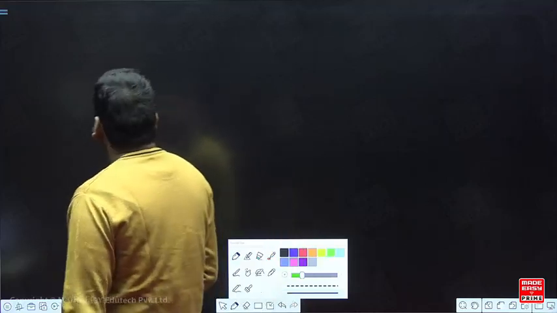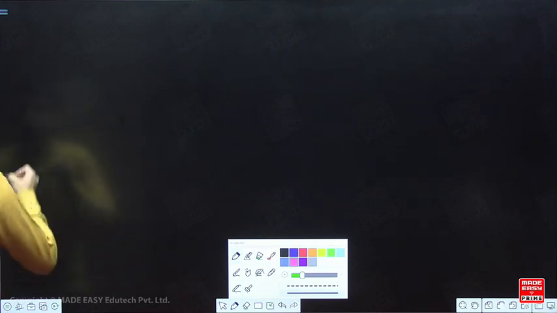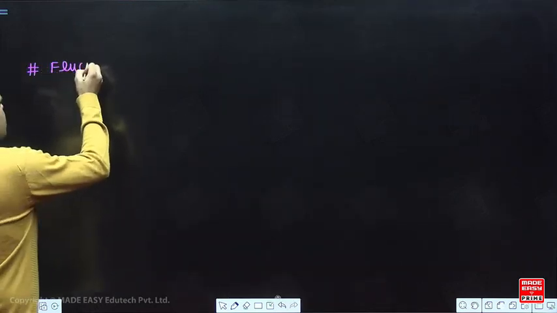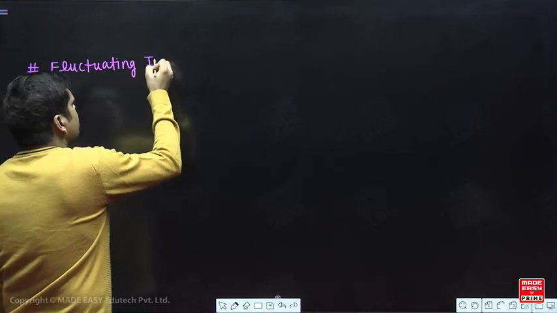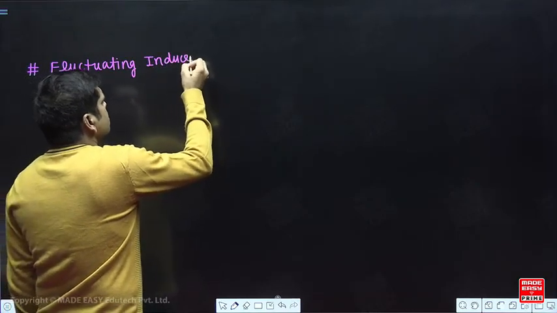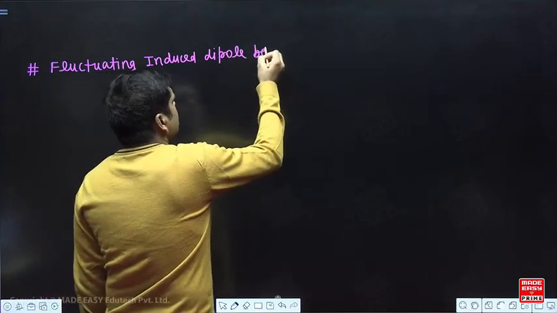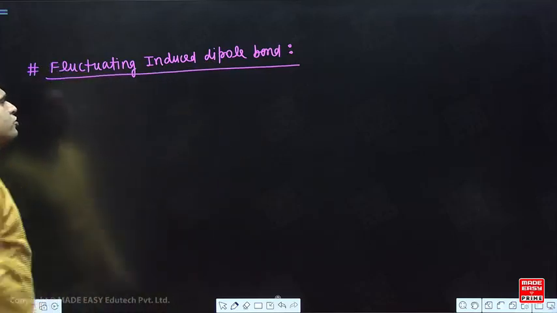Now I am writing the first type of secondary bond, that is fluctuating induced dipole bonds. I am not giving much weightage to secondary bonds, so I will finish them quickly. Fluctuating induced dipole bonds. In order to make a secondary bond, a dipole must be formed.